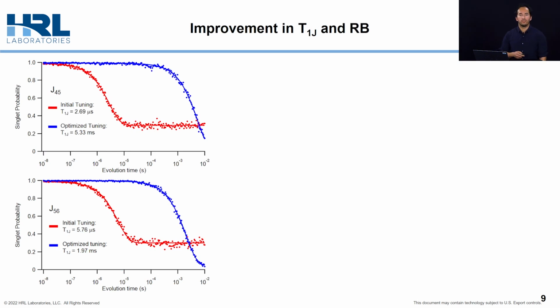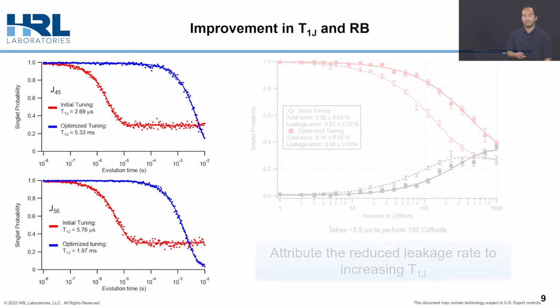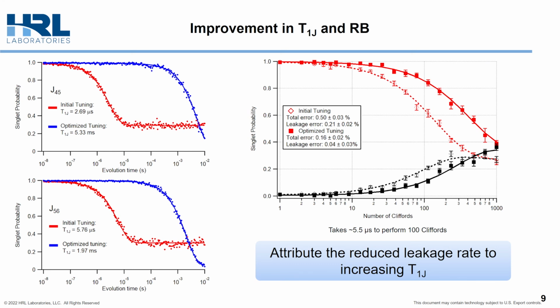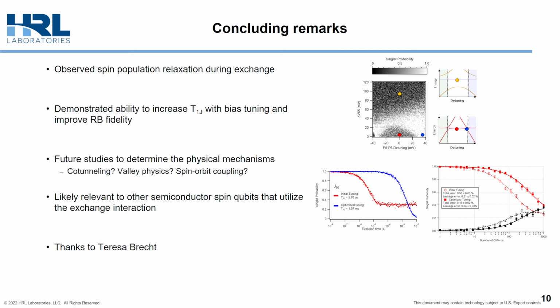We can similarly improve T1J in the J45 space, and characterizing T1J with the new symmetric exchange vectors for both axes, we can see an improvement in the relaxation time from a few microseconds to 2 milliseconds or more, almost 3 orders of magnitude improvement in both time constants. And with this improvement, we can again perform randomized benchmarking and see a factor of 5 reduction in leakage rate to 0.04%, which we attribute to decreasing the relaxation rate, and also see an improvement in the total error rate from 0.5% to 0.16%.